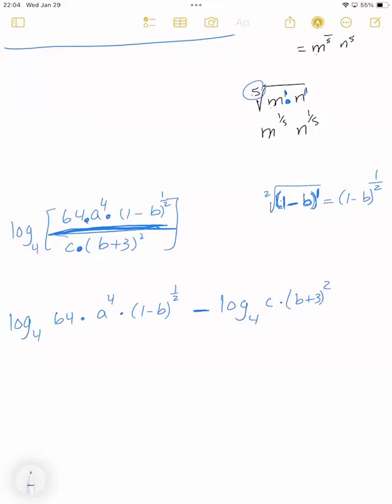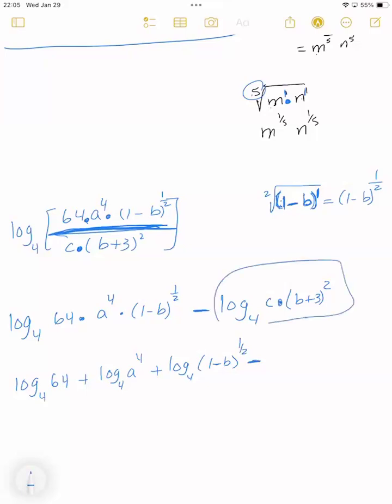We are going to get rid of the multiplications and write this as log base 4 of 64 plus log base 4 of a to the power 4 plus log base 4 of 1 minus b minus, again, this breaks into two logs, log base 4 of c plus log base 4 of b plus 3 to the power 2. But again, don't forget to put the parentheses because here you have one term, now you have two terms.